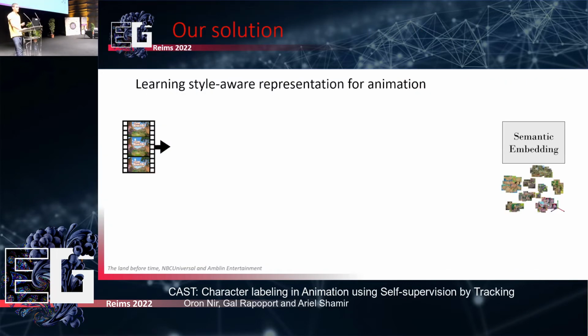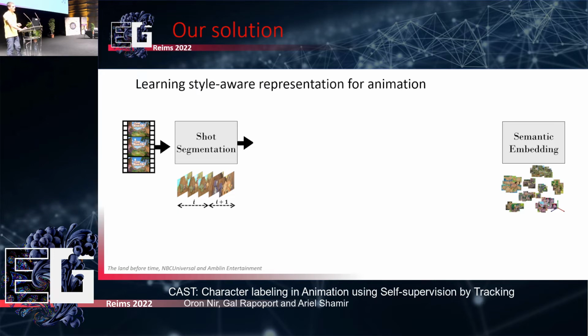We look for a solution to take a full video and generate a semantic embedding that is suitable for this specific style. One way we can go is to train a universal model that can work and generalize across any animation style. However, we suggest going differently, using a pipeline to learn a representation for a specific style, as we found it to be optimal.